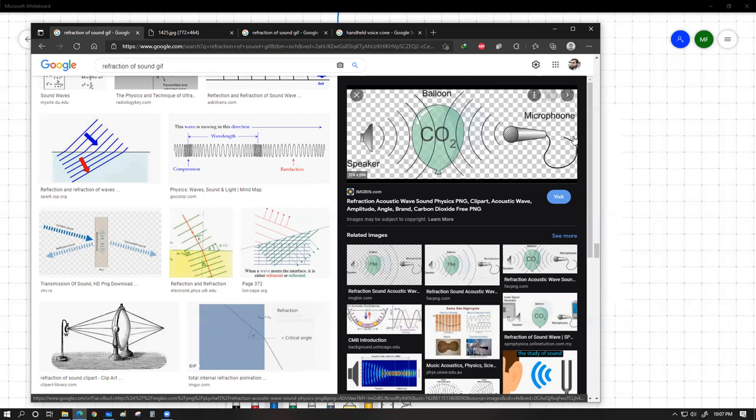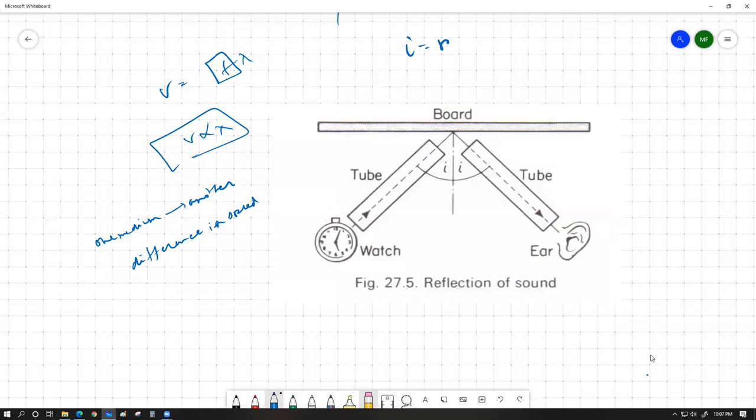Actually, an oscilloscope can be used for a lot of different purposes, but let me just put it this way. In many cases, we represent sound waves like this, right? Sound waves look like this. How on earth did we ever come to know that sound waves look like this?